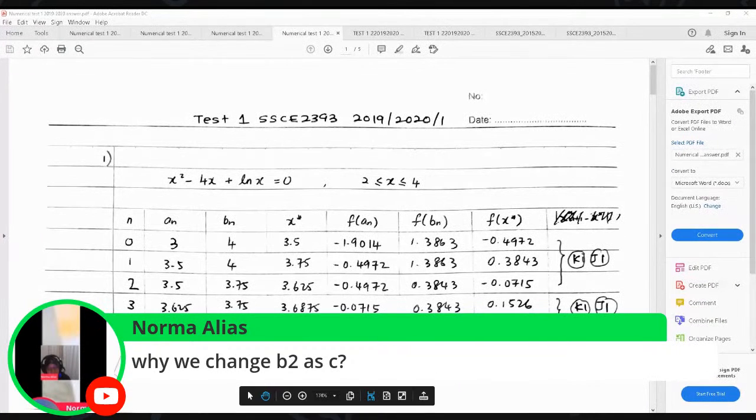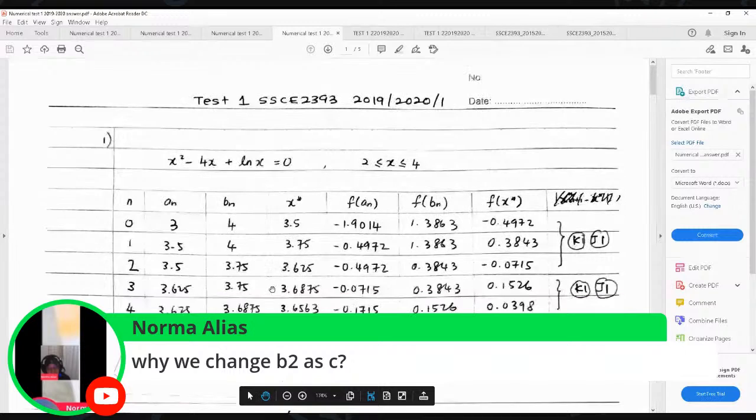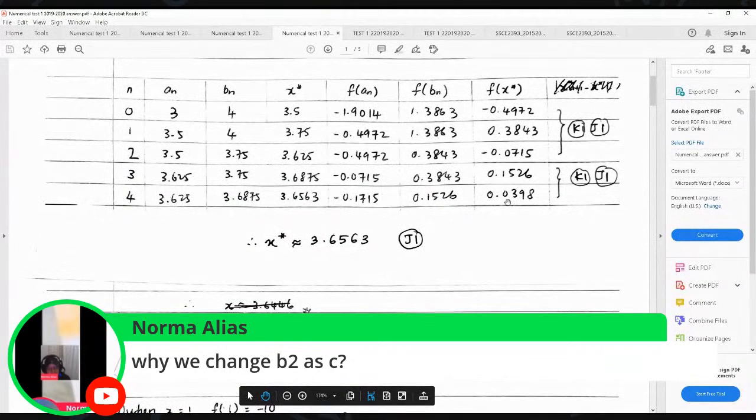You need to continue this process until the condition where you stop the iteration, because C3 minus C4 is less than epsilon. Because C3 minus C4 is less than 0.05. You also terminate the iteration because FC is less than epsilon. Epsilon is 0.05. So this is the reason why you terminate the iteration, because you fulfill the condition.